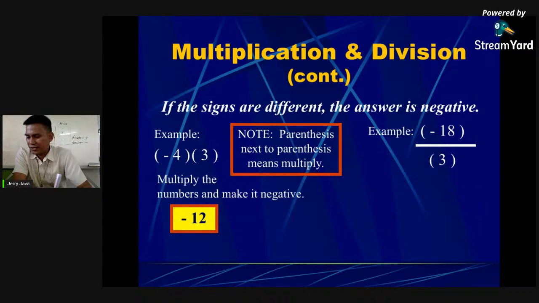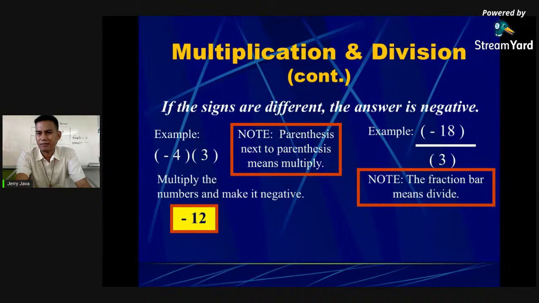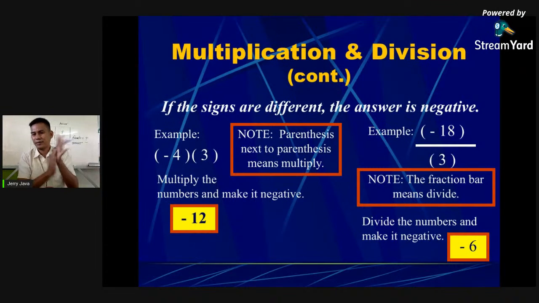Negative 6, negative 6. Others, please. Okay, I'm seeing the same answers. So 18 divided by 3 gives you 6. Now what's the sign of 6? You have one negative, one positive. So unlike signs, negative. Negative 6. Correct. The answer is negative 6. Now you're learning.